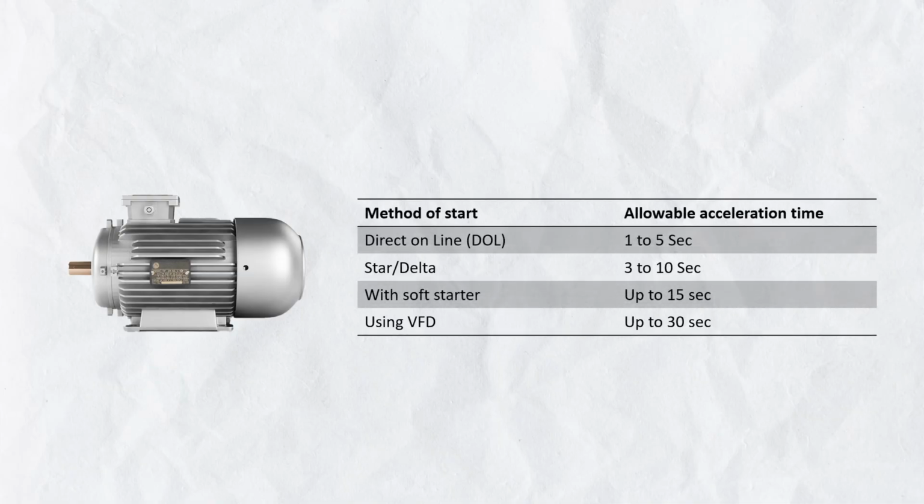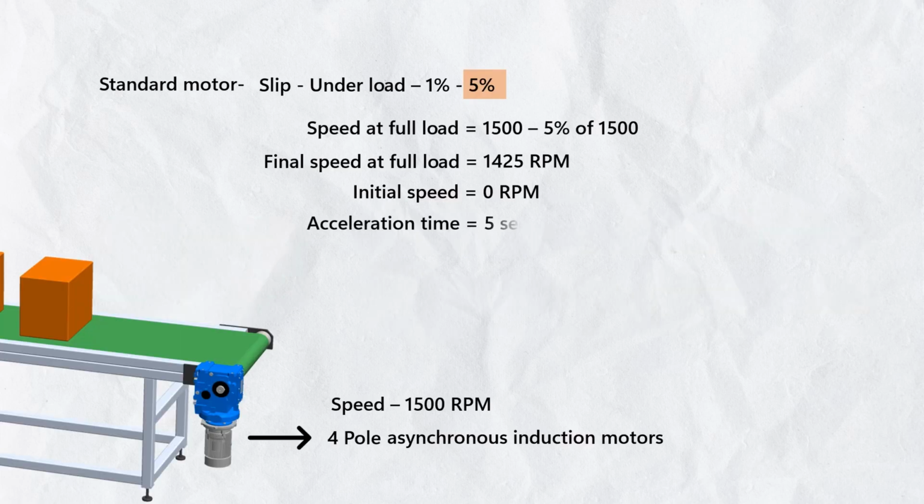So to avoid this, the starting time of the induction motor must be controlled based on the method we use. For direct online (DOL) starting, the acceleration time should be between 1 to 5 seconds. For star delta starting, it should range from 3 to 10 seconds. With a soft starter, it can extend to 15 seconds, and using a VFD, the starting time can be programmed to as long as 30 seconds. So for optimal motor performance, our goal should be to achieve an acceleration time of around 5 seconds. So we have the acceleration time, 5 seconds.